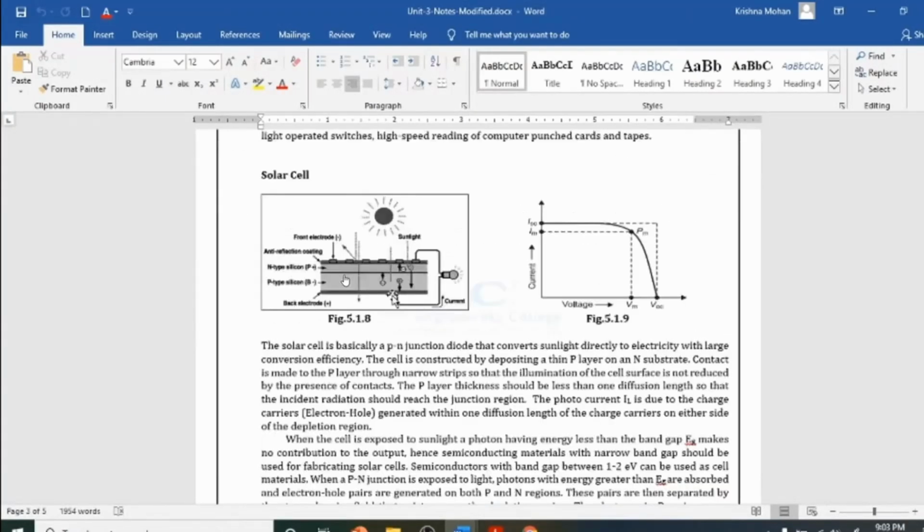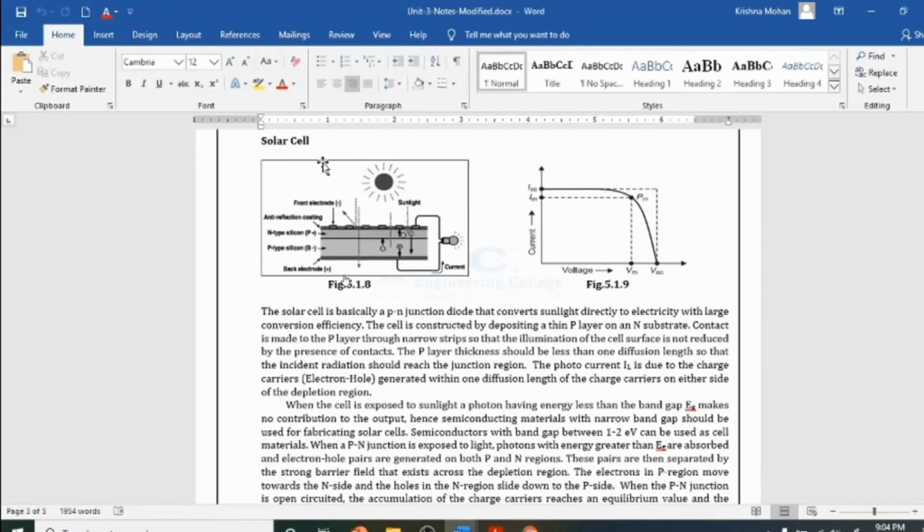A solar cell is nothing but a semiconducting material, in fact a PN junction, that converts sunlight to electricity with a large conversion efficiency. Remember, the conversion efficiency will not be more than 30%. Even that is theoretical. To be precise, it would be 25% only. Anyway, you would be studying how the conversion happens.